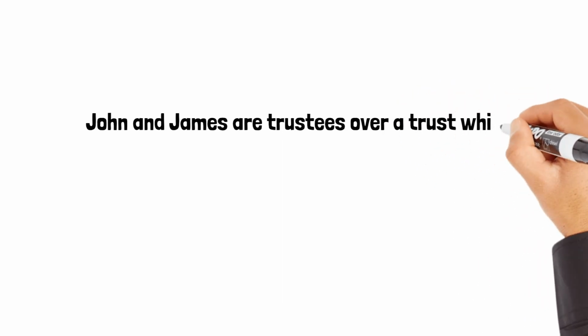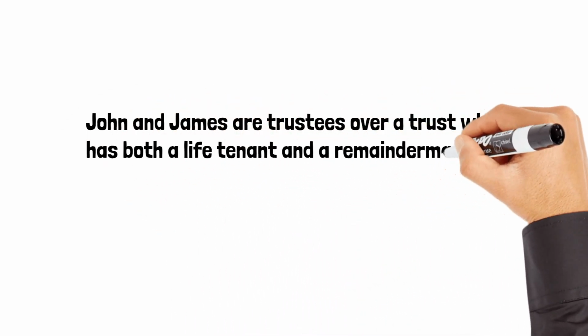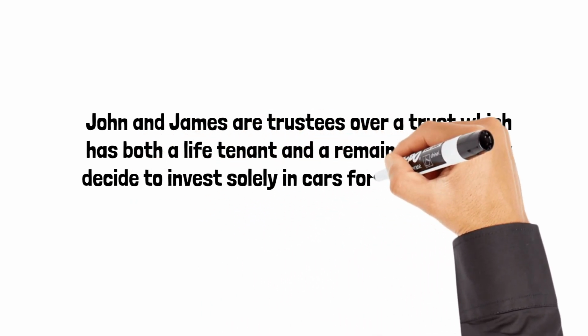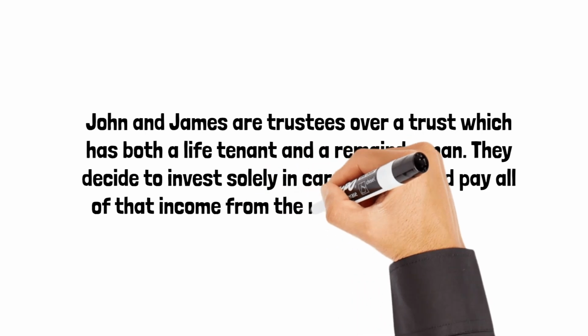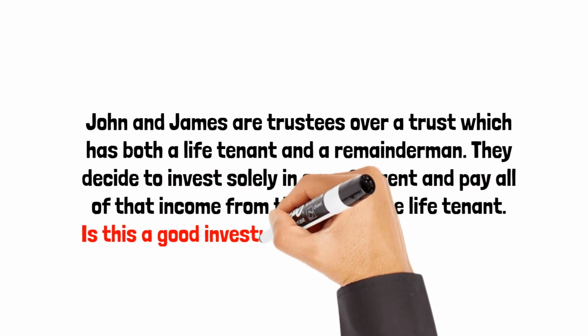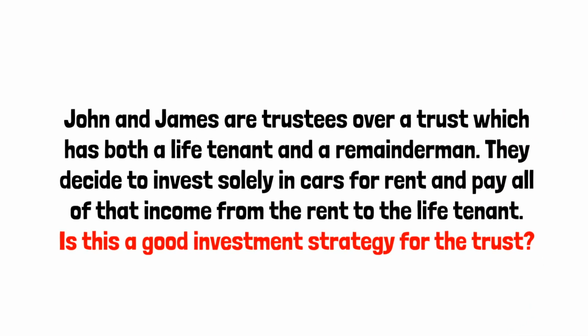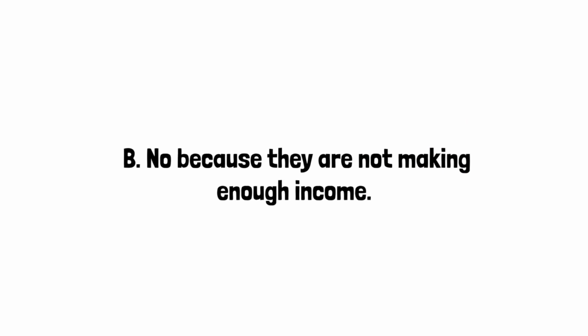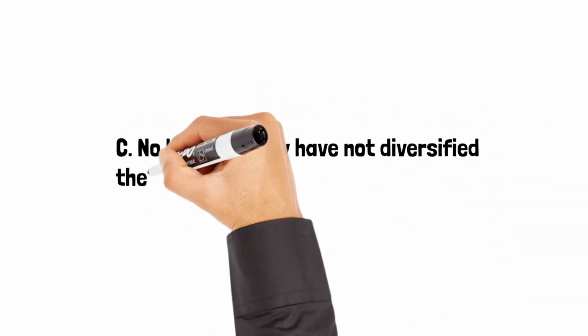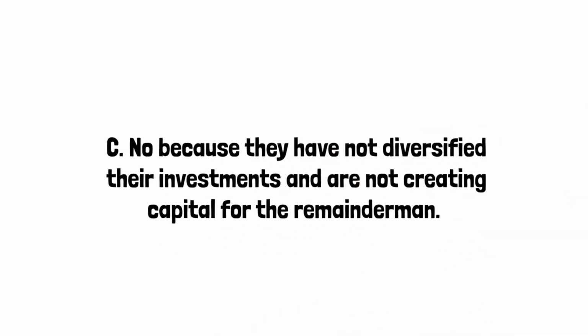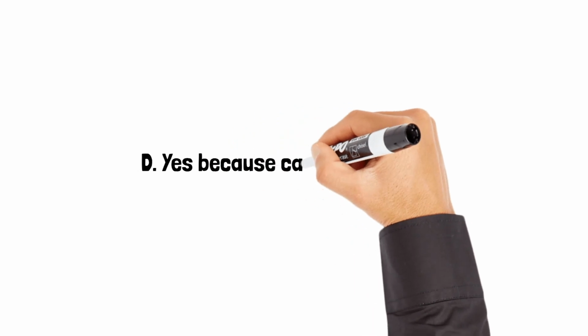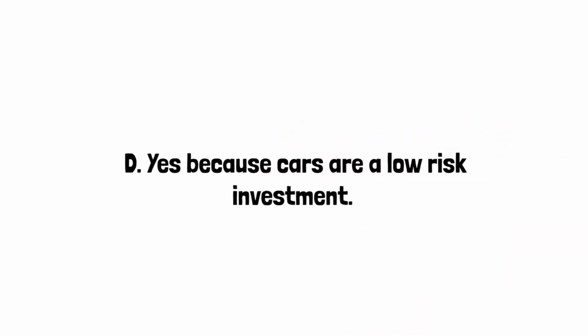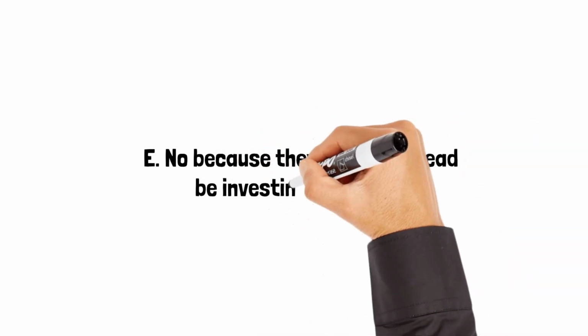Let's consider an example. John and Ismay are trustees over a trust which has both a life tenant and a remainderman. They decide to invest solely in cars for rent and therefore pay all of that income from the rent to the life tenant. Is this a good investment strategy for the trust? A: Yes, because they're giving income to the life tenant. B: No, because they're not making enough income. C: No, because they've not diversified their investments and are not creating capital for the remainderman. D: Yes, because cars are a low risk investment. E: No, because they should instead be investing in stocks.